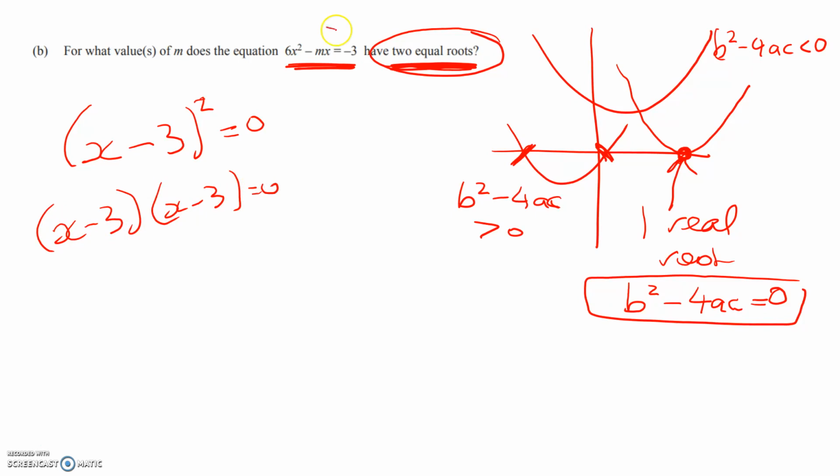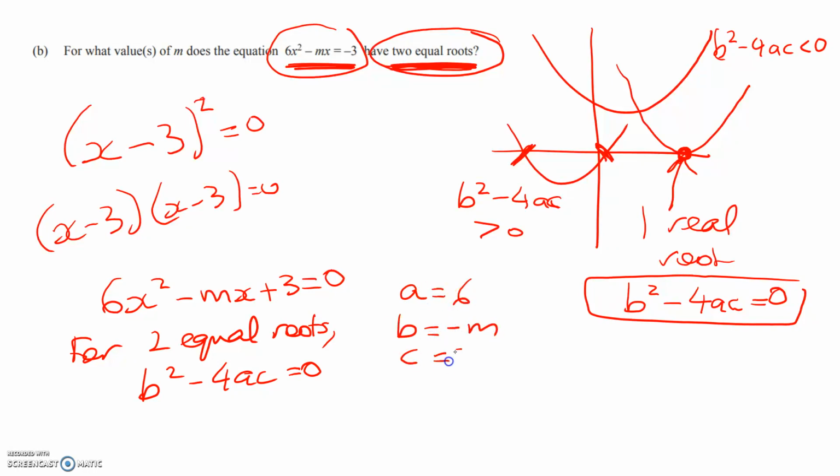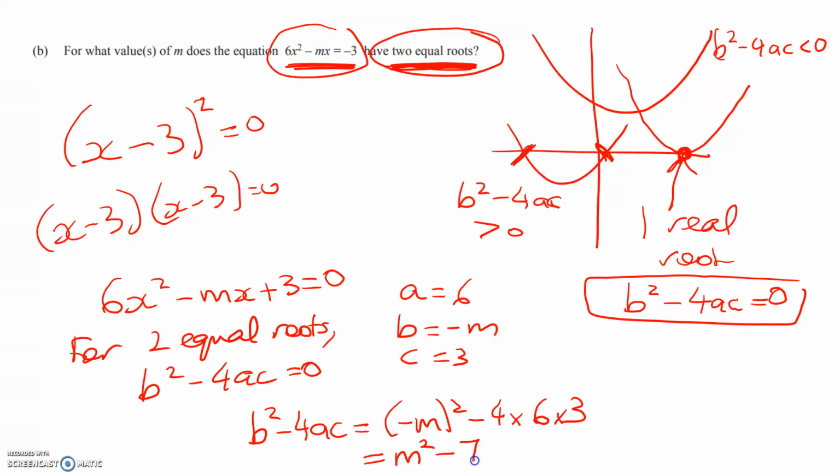Looking at this one, we want to get this into the usual form of a quadratic: 6x squared minus mx plus 3 is equal to 0. Then we need to say for 2 equal roots, we want b squared minus 4ac equal to 0. a is 6, b is negative m, and c is 3. So b squared minus 4ac is negative m squared minus 4 times 6 times 3. That gives me m squared minus 72, and we want that equal to 0.